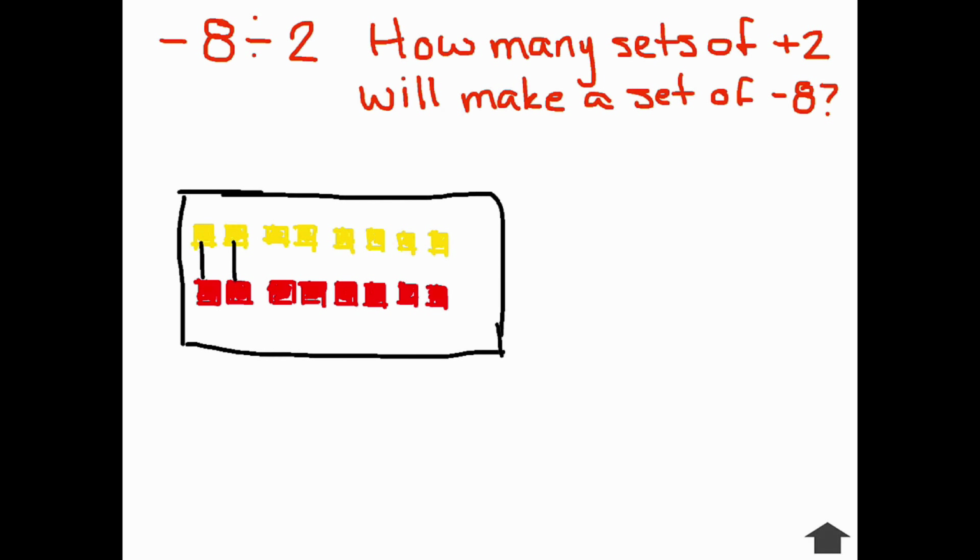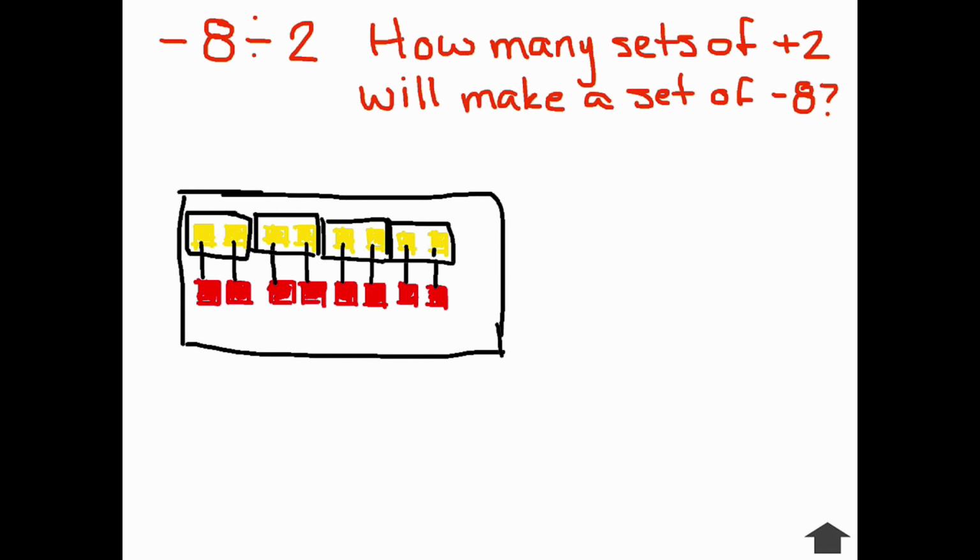When we have pairs of a positive and a negative, remember additive inverse says that they equal 0. I know I am trying to see how many sets of positive 2 make up negative 8. So let's go ahead and identify those sets of positive 2. I have 1, 2, 3, 4. Now, how can I get to a negative 8?